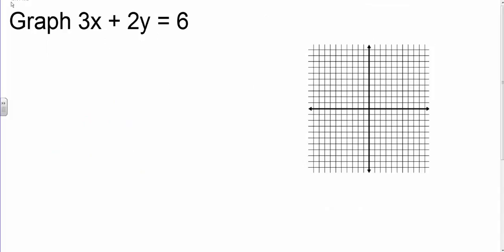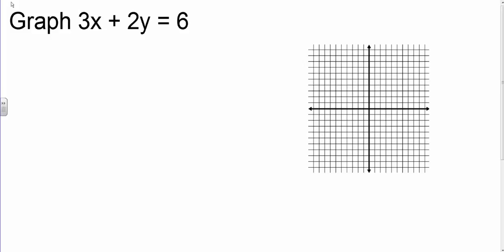Graph 3x plus 2y equals 6. What do you notice about this one? This was not in slope-intercept form. This one is in standard form. So when something's in standard form, the first thing you check is to see if it's easy to do using the x and the y-intercept.